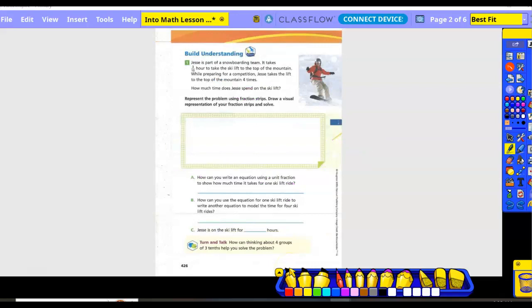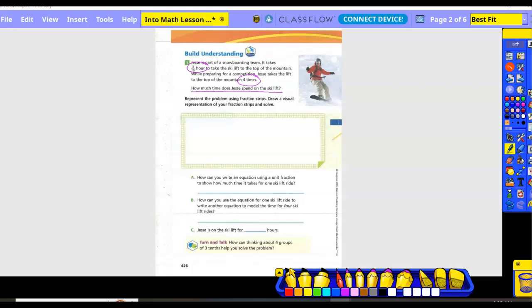Build understanding number 1. Jessie is part of the snowboarding team. It takes 3/10 of an hour to take the ski lift to the top of the mountain. While preparing for a competition, Jessie takes the lift to the top of the mountain 4 times. How much time does Jessie spend on the ski lift? Okay, so they want us to draw a picture and then also have an equation. So 4 times 3/10, and then how much time does it take him?